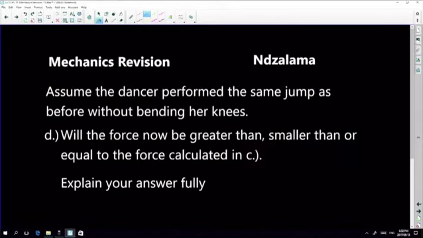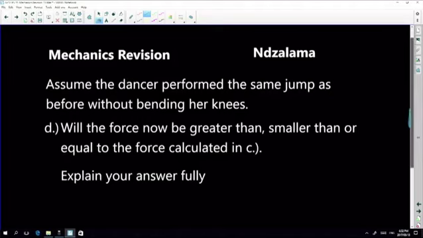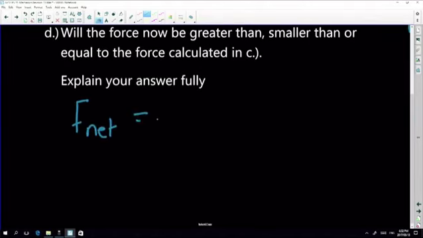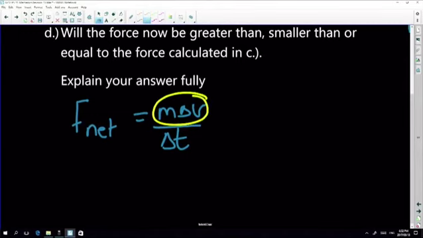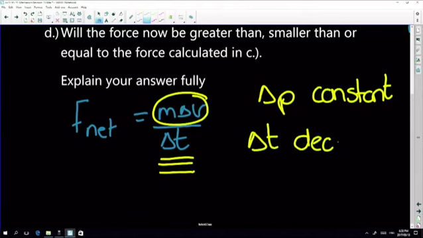now, assume the dancer performed the same jump as before without bending her legs. Now, if you ever watch a dancer, this is exactly why you bend your legs. And it's not just because it looks nicer, okay? Will the force now be greater than, smaller than, or equal to the force calculated? This is such an important question because F net is m delta v over delta t. You have to recognize the change in momentum is a constant. Change in momentum is constant, okay? By stopping with straight knees, she's decreasing delta t, okay? So the number at the bottom of my fraction is getting smaller, which means my overall answer is getting bigger. So how do we write this?